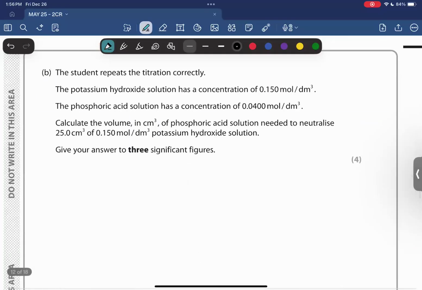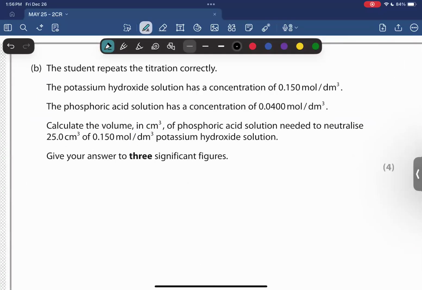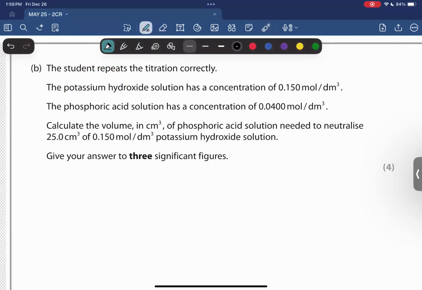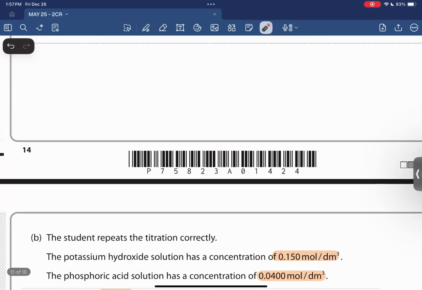It says that the student repeats the titration correctly. The potassium hydroxide solution has a concentration of this. The phosphoric acid solution has a concentration of this. Calculate the volume in centimeter cube of phosphoric acid. We have to figure out the volume of the acid needed to neutralize this volume and this concentration of potassium hydroxide solution. You have to make sure that the answer is in three significant figure. Easy stuff.